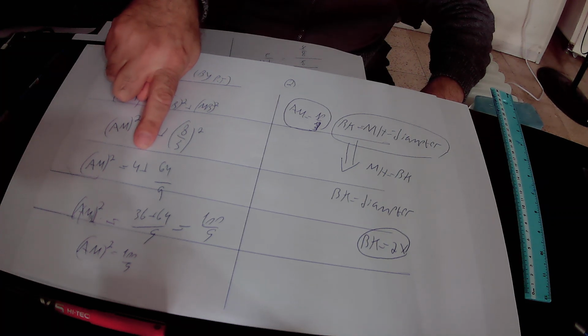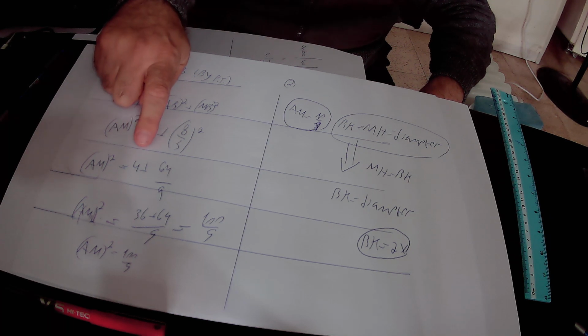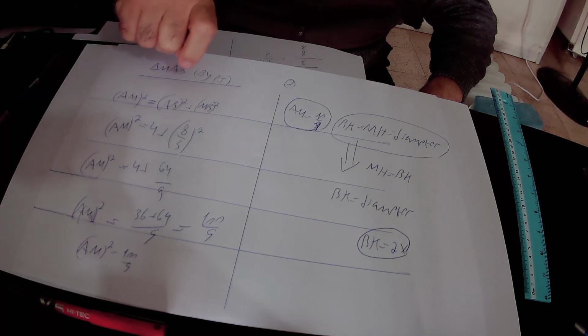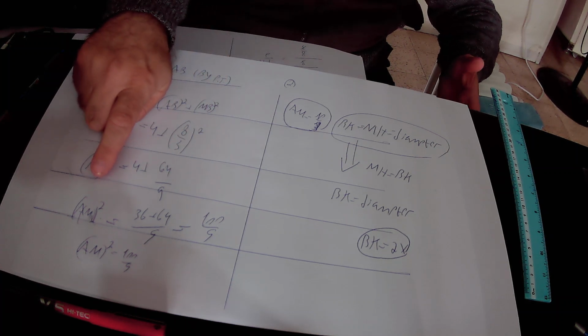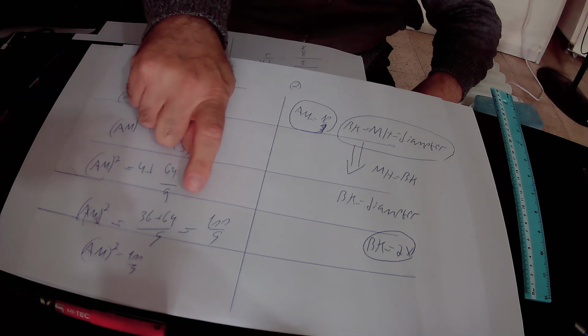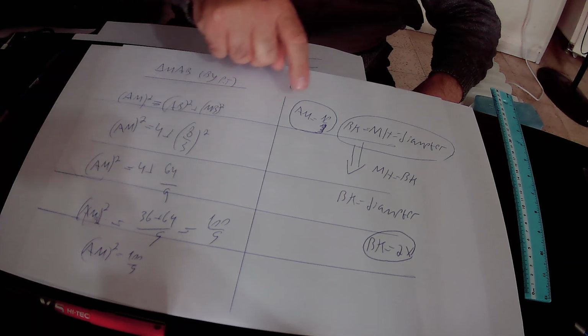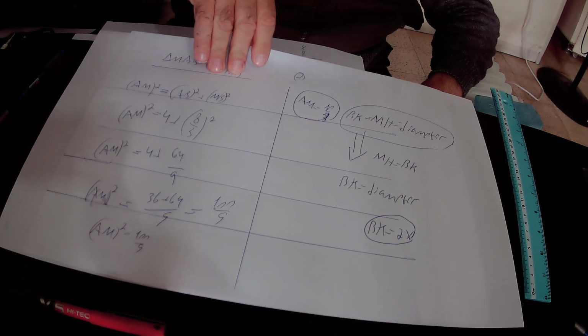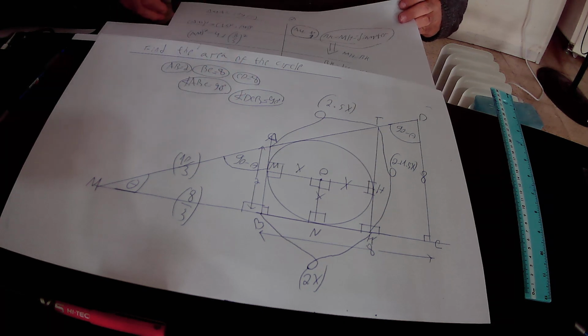Here we multiplied 4 by 9 and then divided by 9 in order to have a common factor with 64 over 9. And we know that 4 times 9 is 36. So in the numerator we have 36 plus 64 over 9. 36 plus 64 is 100 over 9. We took the square root of this equation and found that AM equals the square root of 100 over 9. The square root of 100 is 10 and the square root of 9 is 3. So in total we found that AM equals 10 over 3 units. Here, the hypotenuse AM is equal to 10 over 3 units.